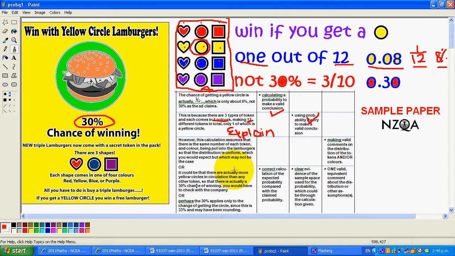The calculation assumes that each of these tokens exist in the same number. But what if they don't? It could be that they actually print, make sure that 30% of the tokens are yellow circles and they're not lying, but it's a bit weird. Or they could have more yellow circles in there.